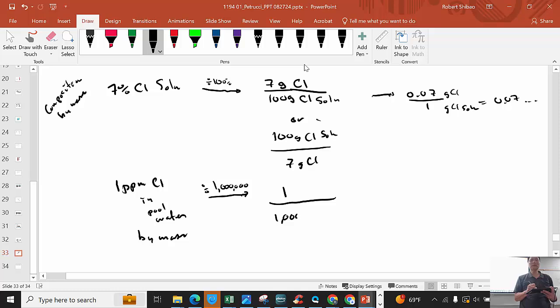And it doesn't matter the units again. It could be 1 pound of what per million of what. And so it's going to be 1 pound of pure chlorine in a million pounds of pool water. Since we're chemists, we use mainly grams, so I'm going to use grams too. So it's going to be 1 gram of pure chlorine in a million grams of pool water. And that would be it.